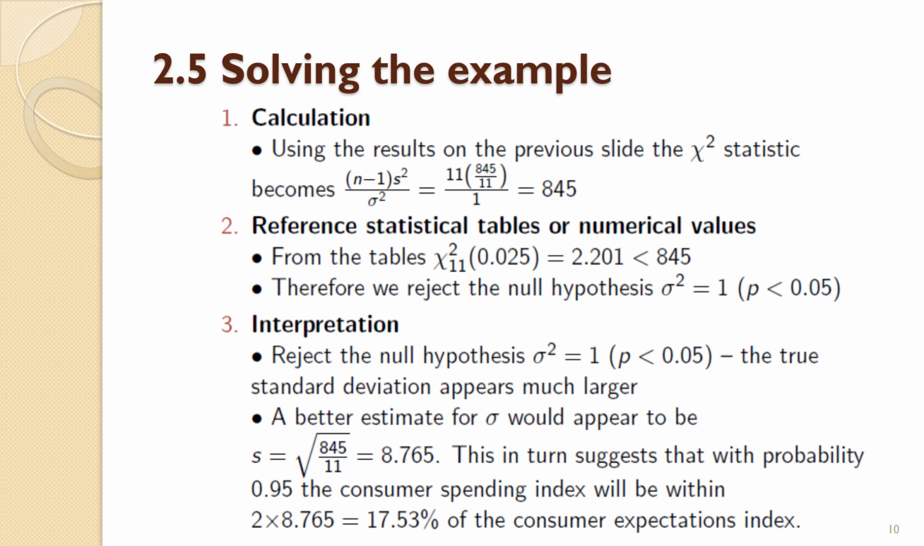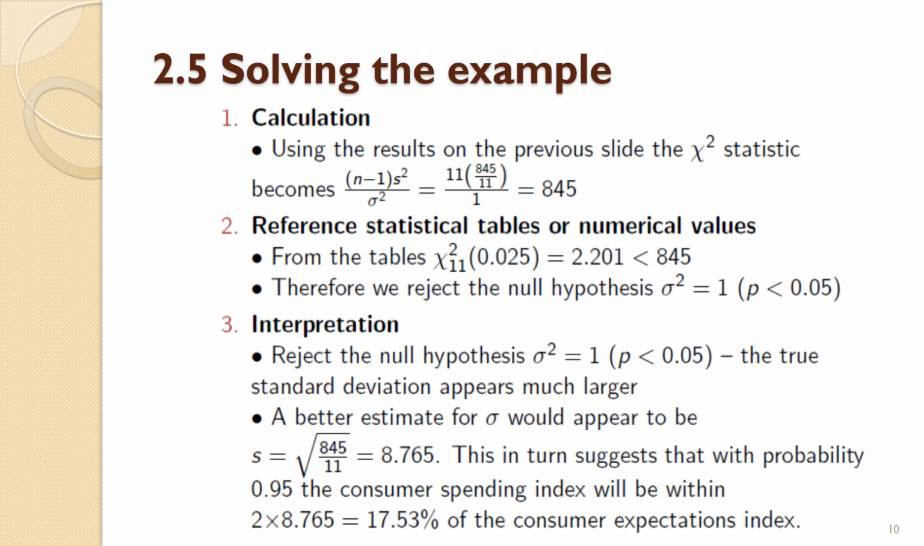845. So from the tables, the chi-squared value for 11 degrees of freedom is 2.01, which is 5. So 845, the chi-square statistic is bigger than the value in tables, therefore p is less than 5. So we reject the null hypothesis that sigma squared equals 1.